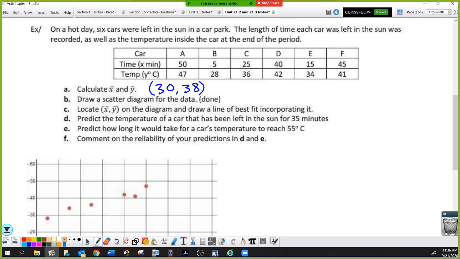It says draw a scatter diagram for the data. I did that for you already. And no frequency list. These aren't frequencies, so you just leave it blank, and if there's something there, just clear it off the frequency list. It says locate x bar, y bar on the diagram and draw a line of best fit incorporating 30, 38.